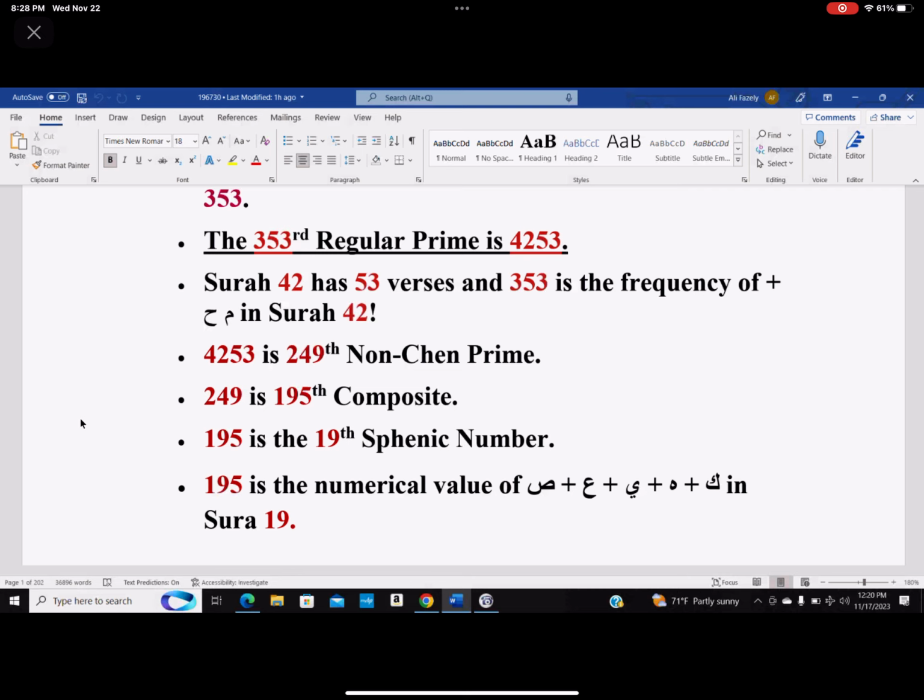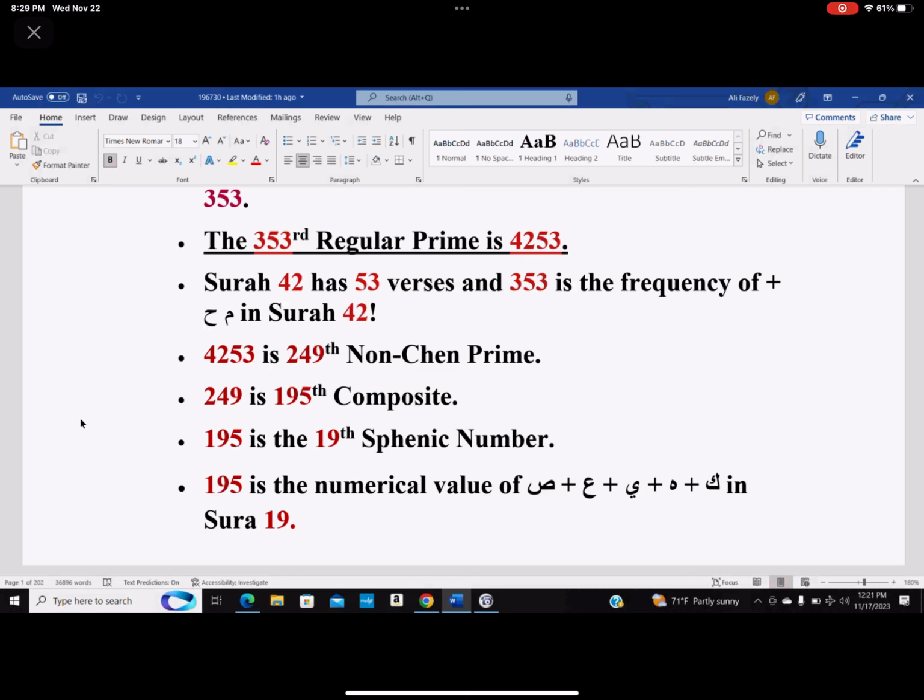Some of it, if you go through that, we found out that, for example, 4738, chapter 47 had 38 verses, that happens to be a Sphenic number, and its index is 798. And as I said, 798 is the number of Kaf Ha Ya Ain Sad in chapter 19. So, if you look at it, the way that it flows, 798, which comes from 19, generates 47:38. The simplest way you can look at this is the following: that it actually asserts history.